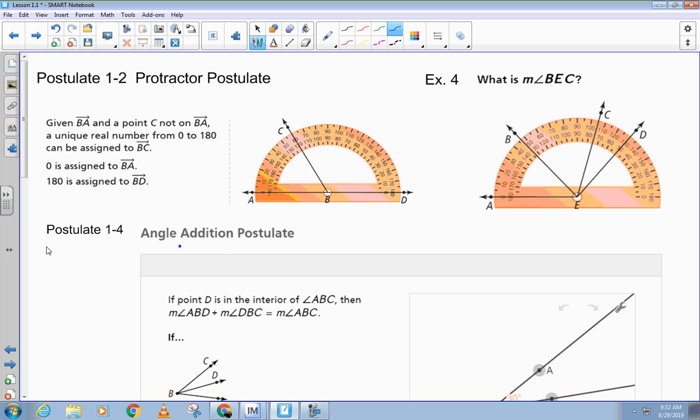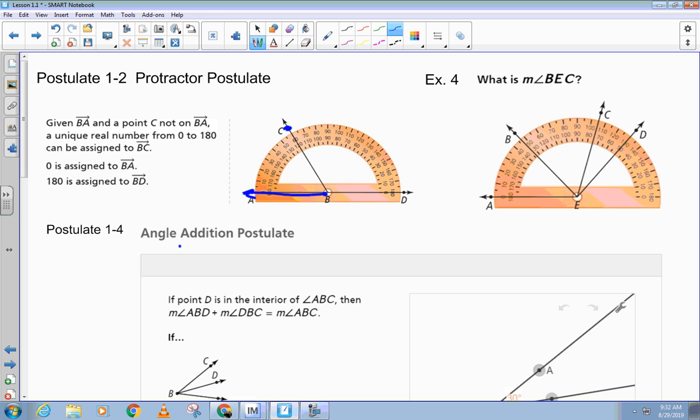Kind of the same idea. Now we're going to work with angles. Okay? We have a protractor postulate. It says that given ray BA, okay, here is ray BA. Mark, I have something for you when I get done with this lesson, so don't forget. So I have ray BA, and I have point C not on that ray. It says a unique real number from 0 to 180 can be assigned to ray BC.